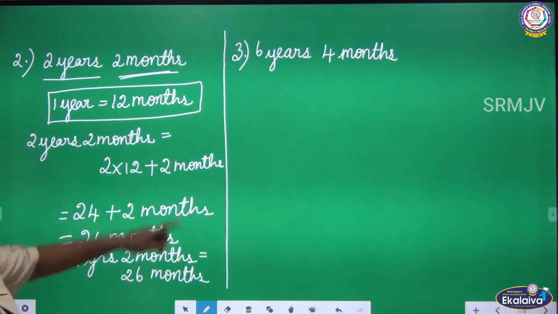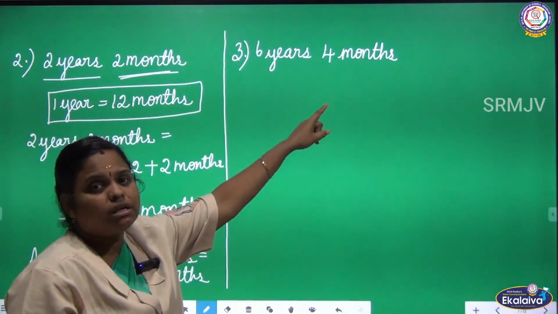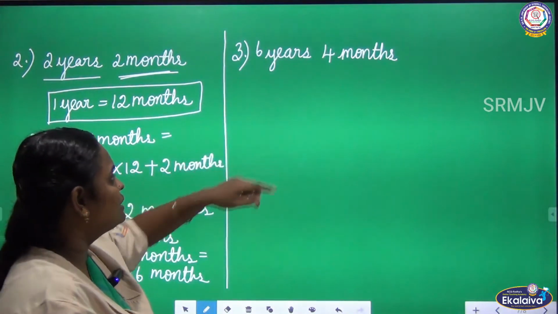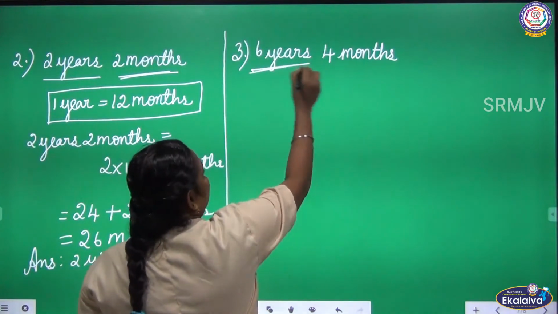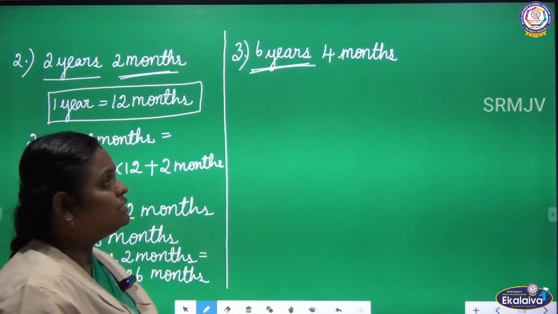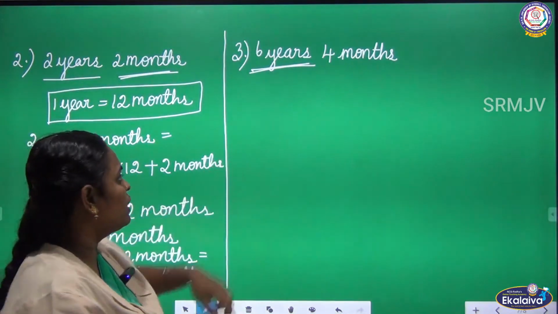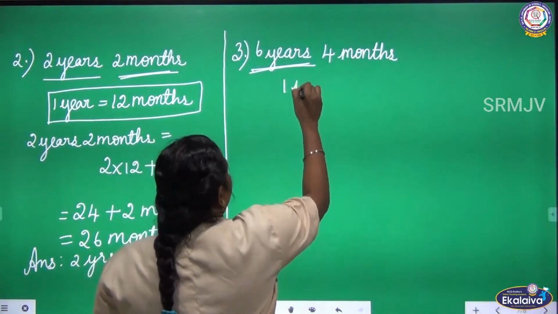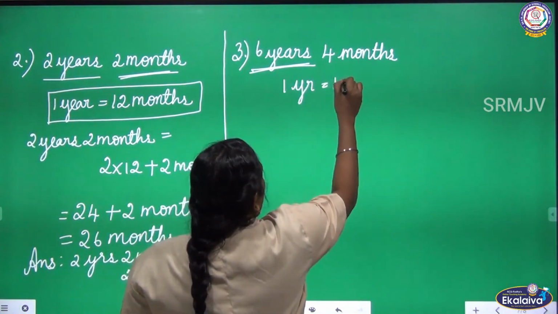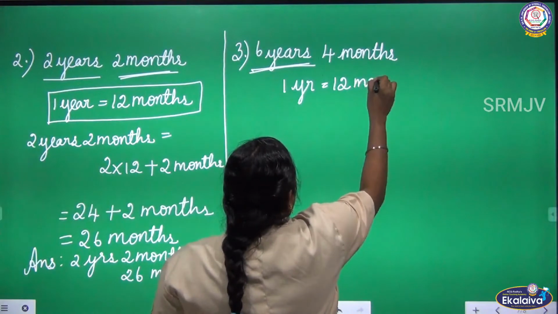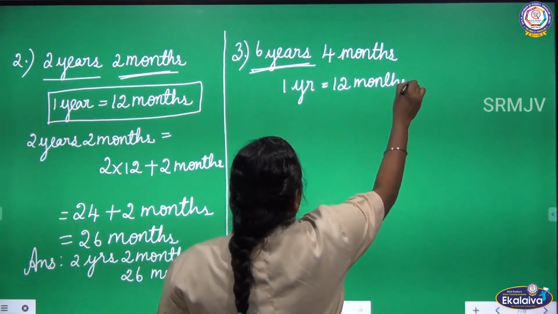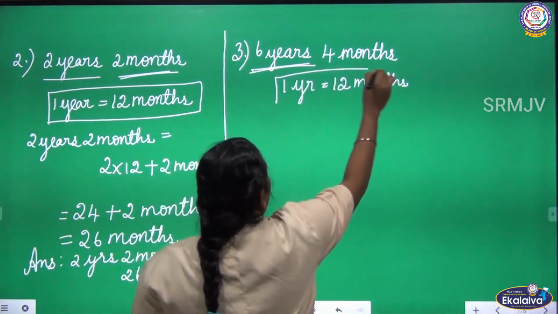Next one, 6 years 4 months. We are going to convert into months. So 6 years alone we are going to convert into months. Then we can add that. Okay. So 1 year equal to how many months? 1 year equal to 12 months.